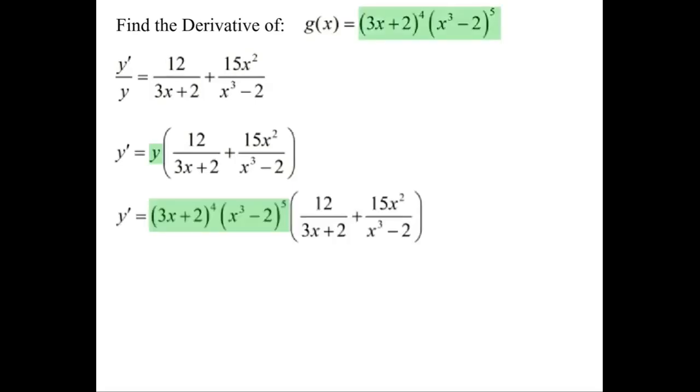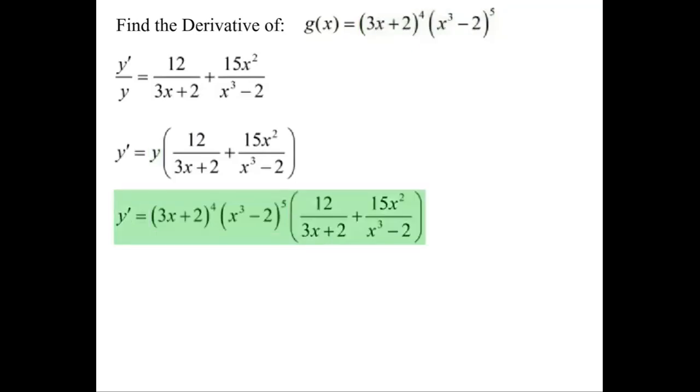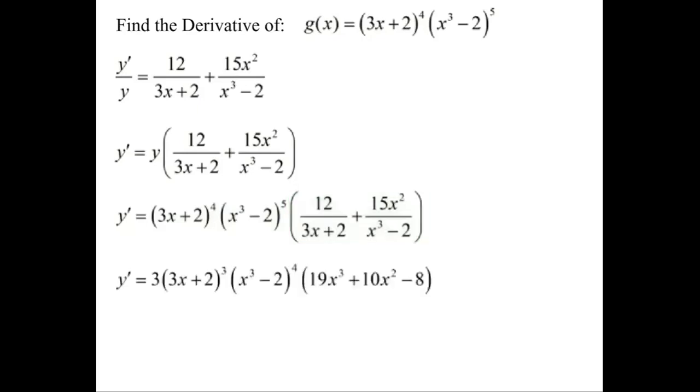Doing that, the final derivative is going to be equal to the quantity 3x plus 2 raised to the power of 4 times the quantity x cubed minus 2 raised to the power of 5 times the quantity 12 over 3x plus 2 plus 15x squared over x cubed minus 2. You can also simplify the last quantity by finding a common denominator and simplifying. And if you do, you end up with the following expression. For the most part, don't bother rewriting the expression into a different form. The first form is sufficient.